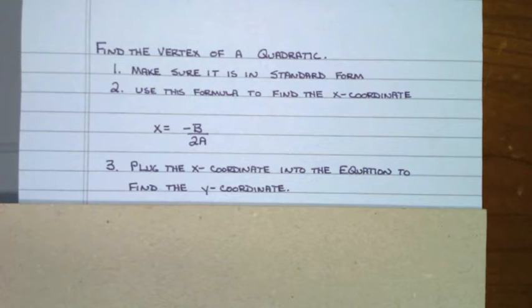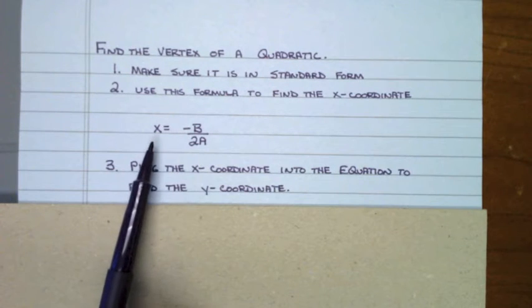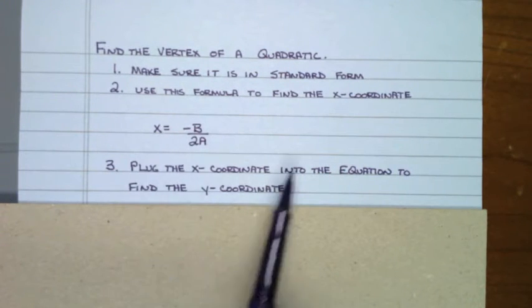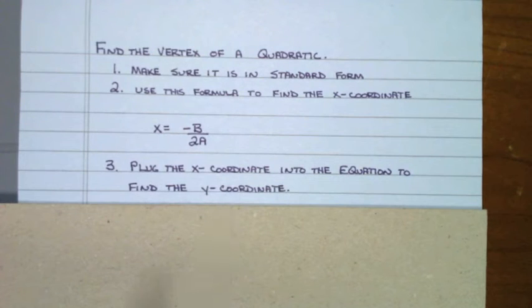To find the y coordinate, you're going to take whatever you found for x, plug it back into the equation, and solve it for y. So make sure it's in standard form. Use this formula to figure out what the x coordinate is, and then take that value, plug it back into the formula to find the y coordinate.